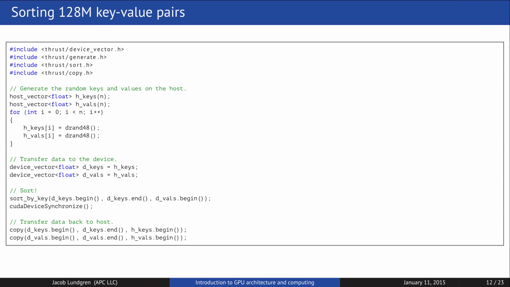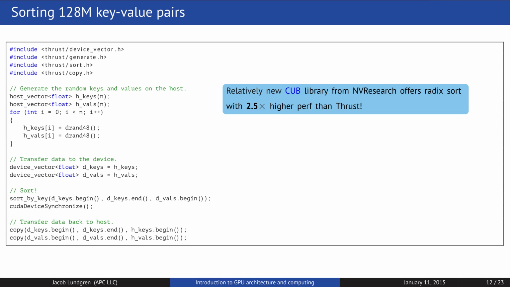So in this case, we need to first generate the random keys and values on the host. These values need to be transferred to the device, and the sort command is simply a single line, after which you need to synchronize and copy the data back to the host. And this isn't even the end, because the recently released CUB library from NVIDIA Research offers even 2.5 times higher performance than we have displayed here.